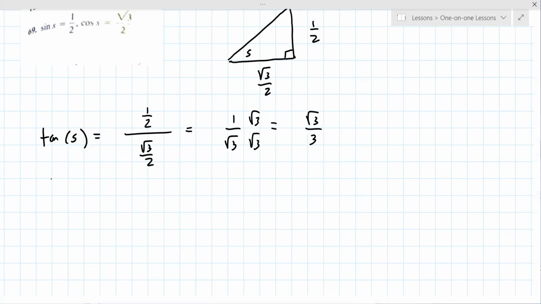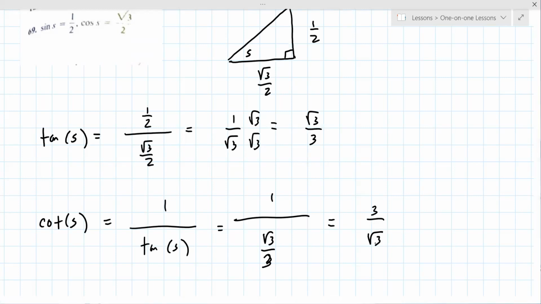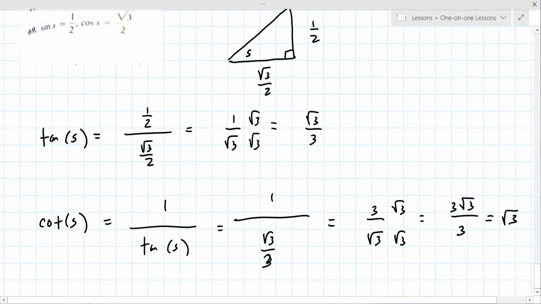All right. Next is number 71. Oh no, we have more. We have cotangent s. Cotangent s is the reciprocal of tangent, so it's 1 over the tangent of s. You could take the square root of 3 over 3 and flip it to get 3 over the square root of 3. Then multiply the top and bottom by the square root of 3, so you get 3 square root 3 over 3, which becomes the square root of 3.